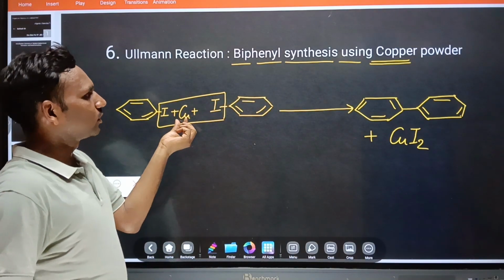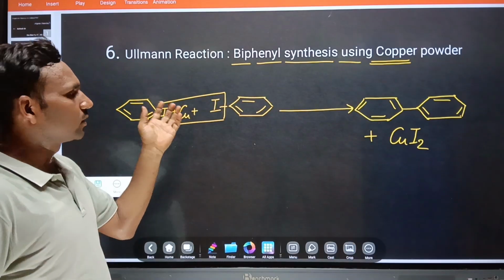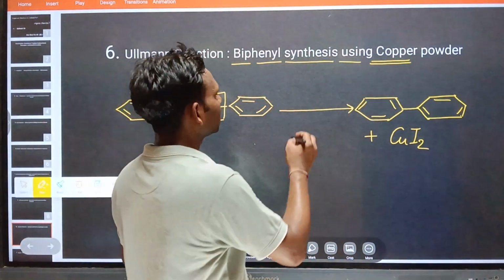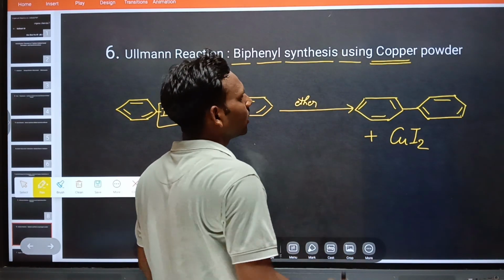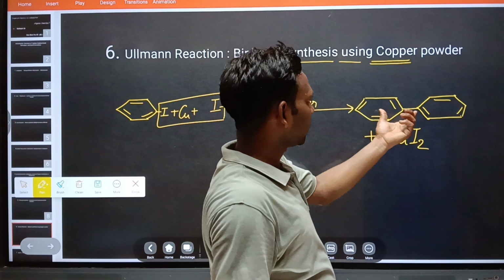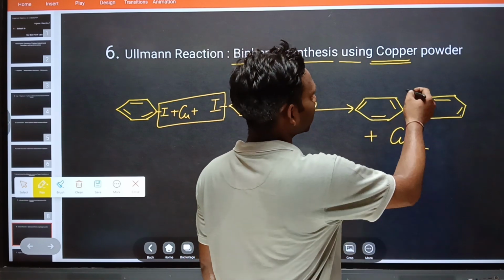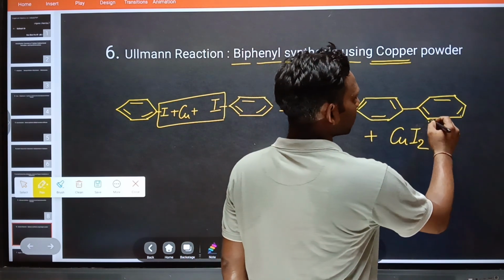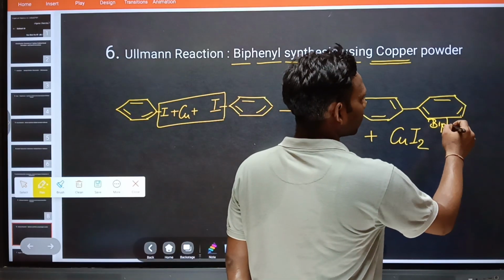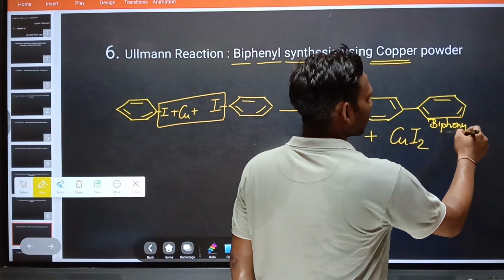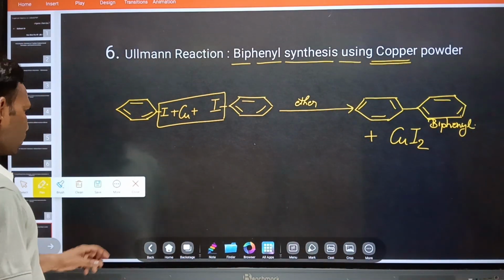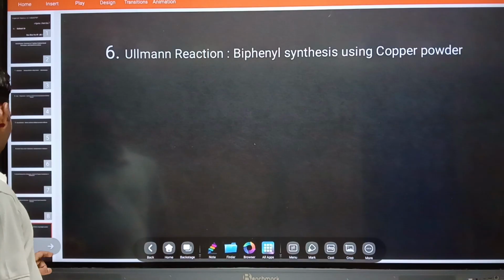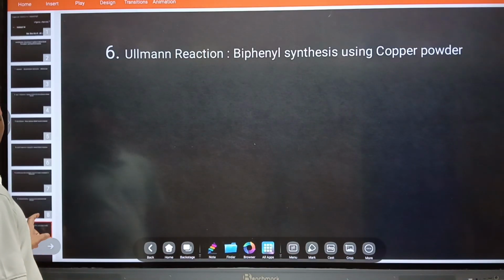Aryl halide in the presence of copper, using the ether, then copper iodide separates and biphenyl compounds form. That's the name, biphenyl compounds form. So I move to the next chemical reaction, that is the Stephen reaction.